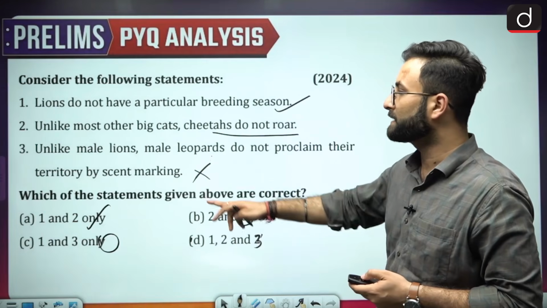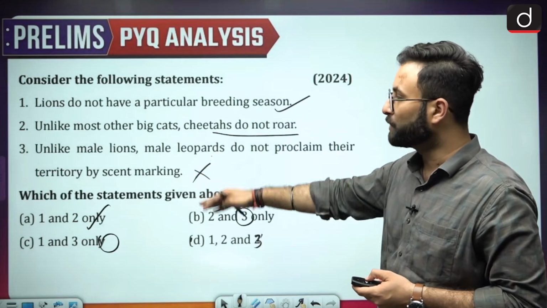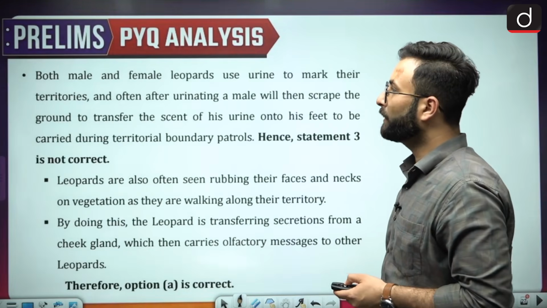Okay, so that is why we are saying that statement 3 is not correct, and 1 and 2 are correct. Option A is your right answer. Okay, now let's move further to the next one.